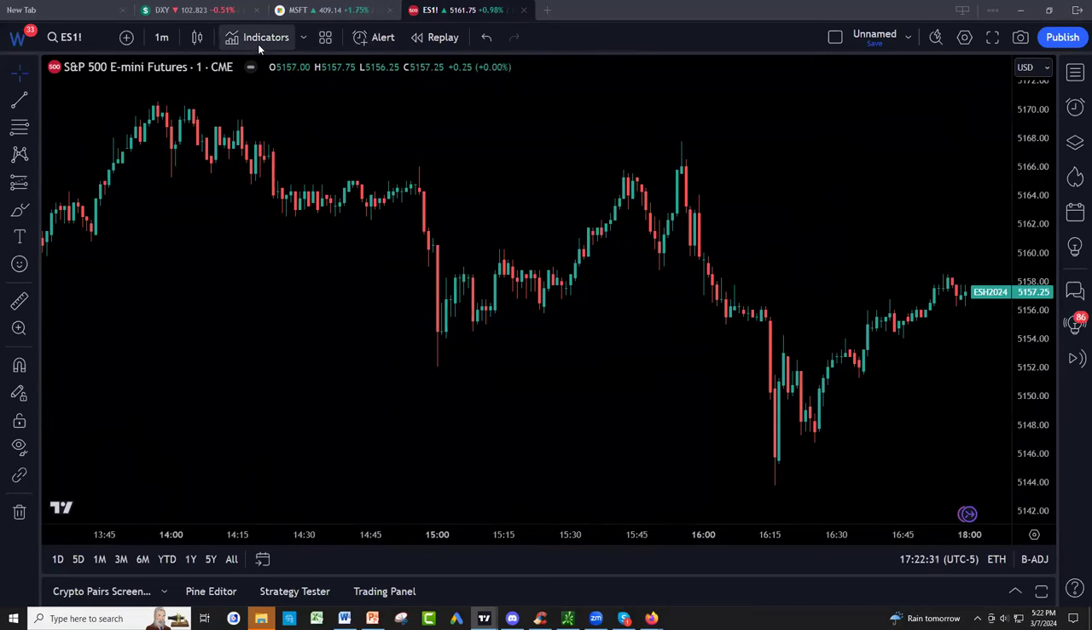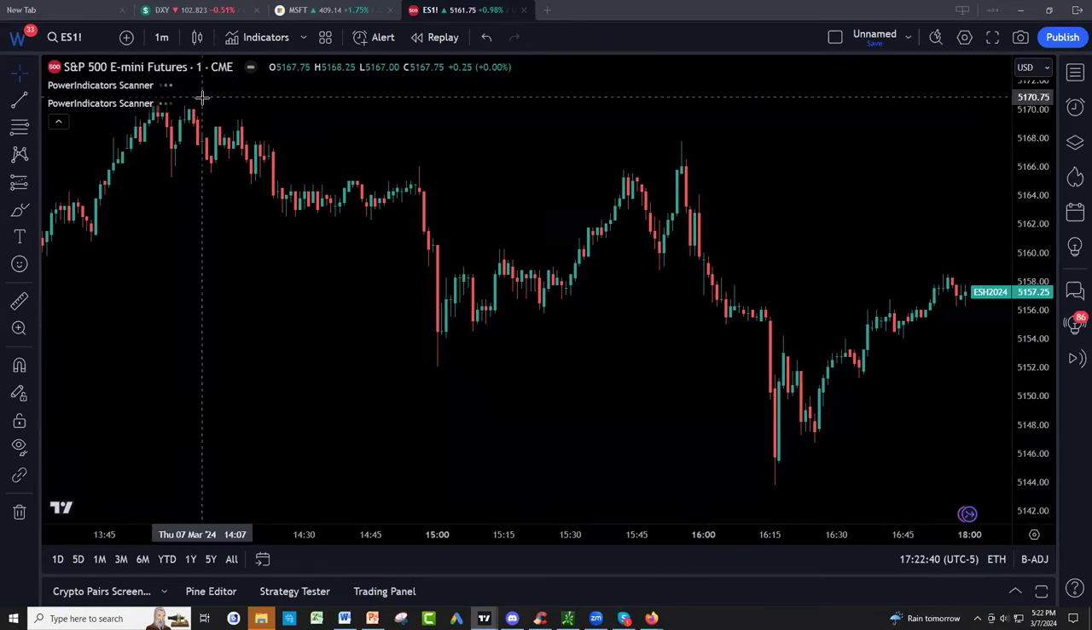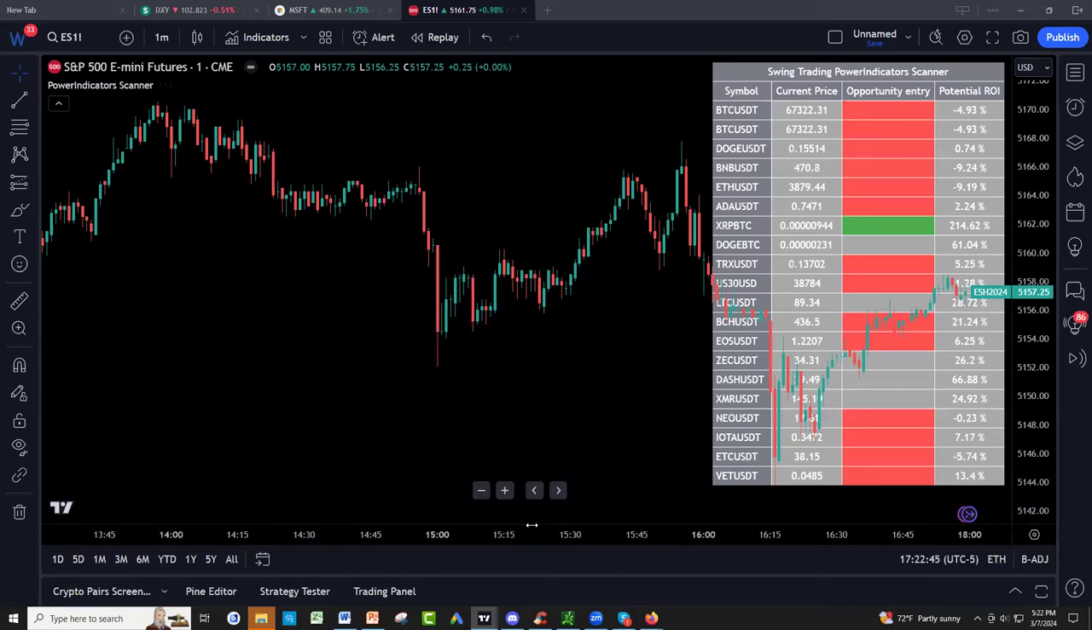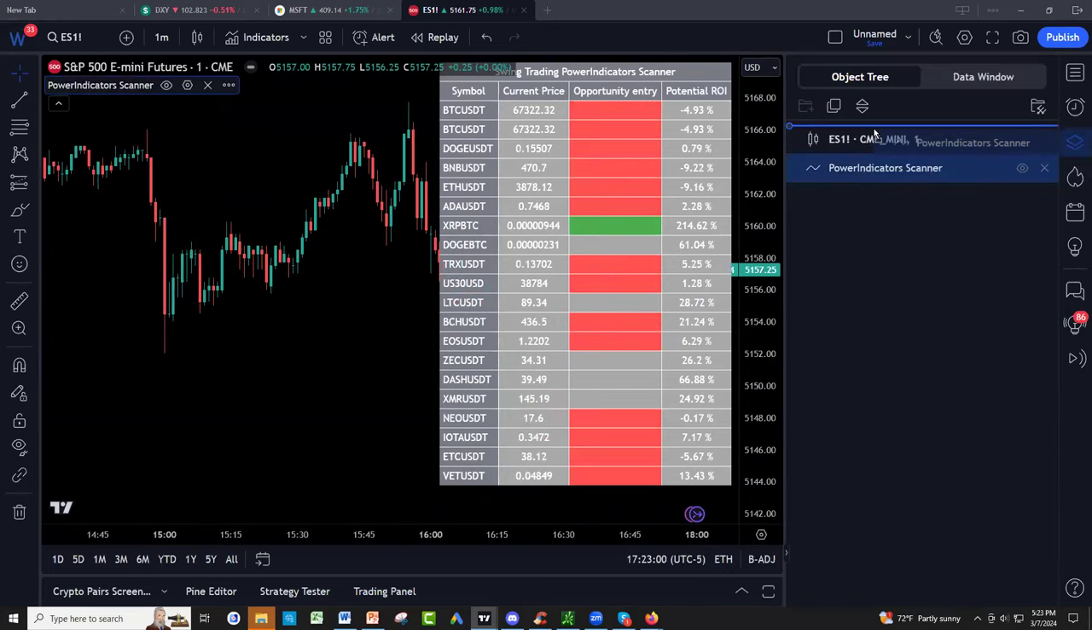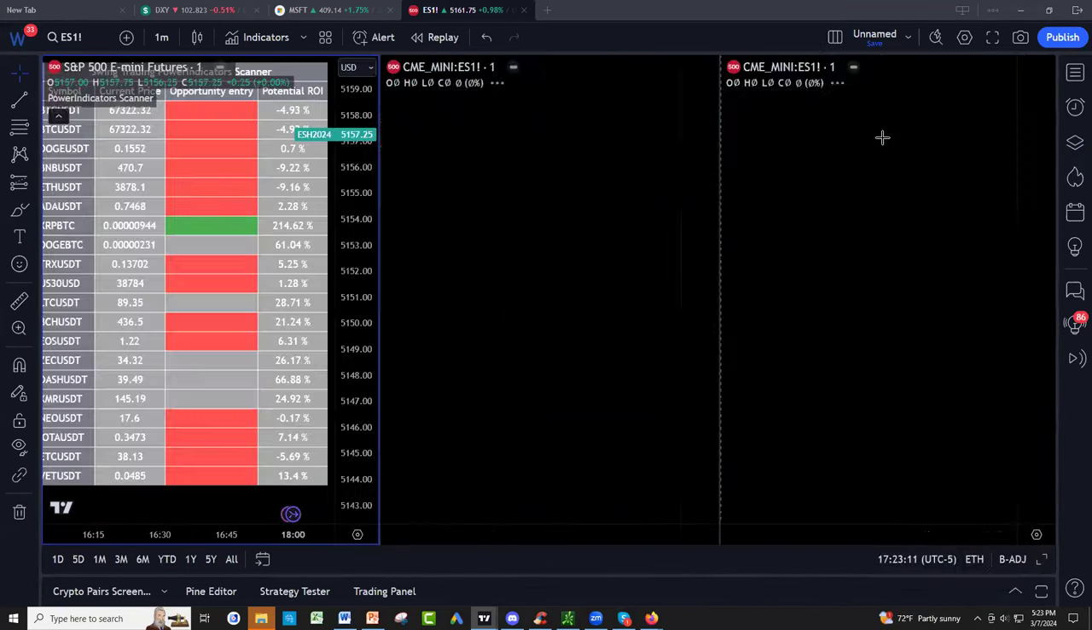Then you go to indicators. Under indicators, you go to invite only scripts, you go to the scanner version 1. You double click. Not triple click like I do, but you do it once. Then the scanner is going to show up. When the scanner shows up, you will notice the chart shows above the scanner. You go on your object tree, you move the scanner above the ES price or the underlying. You do that, that's it. Now, of course, you are going to trade with three or four windows, so it's going to look something like that.